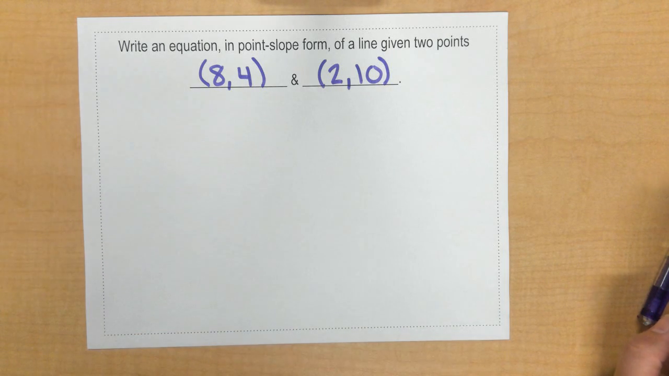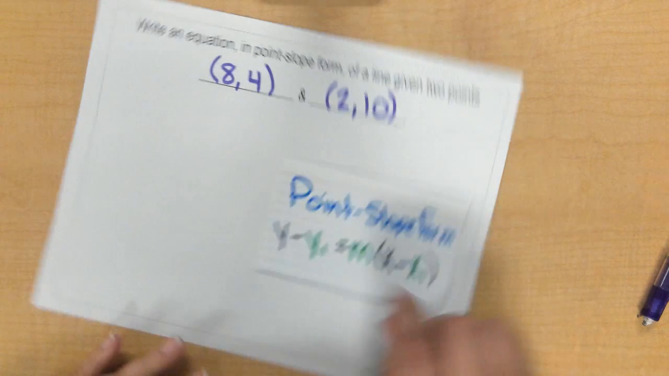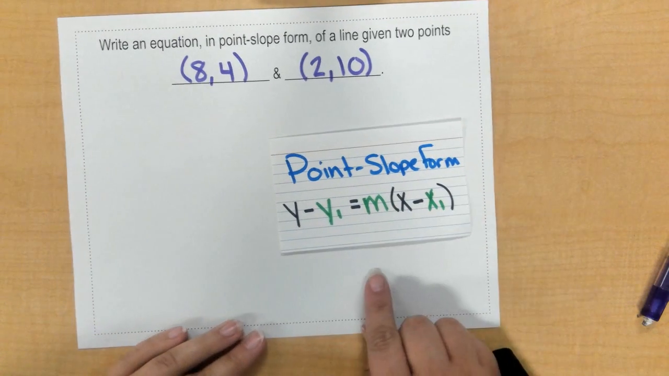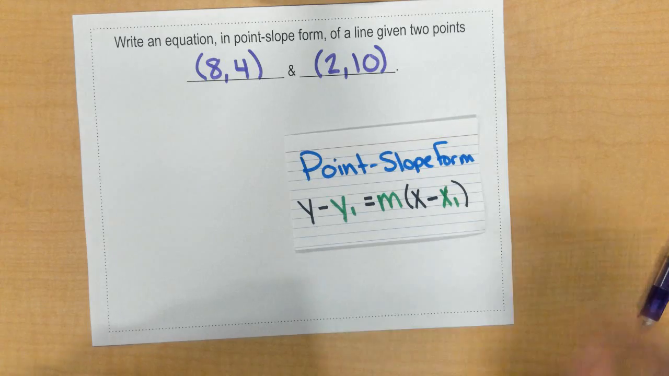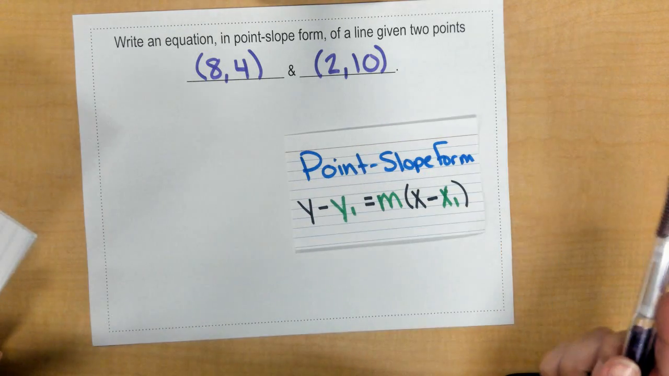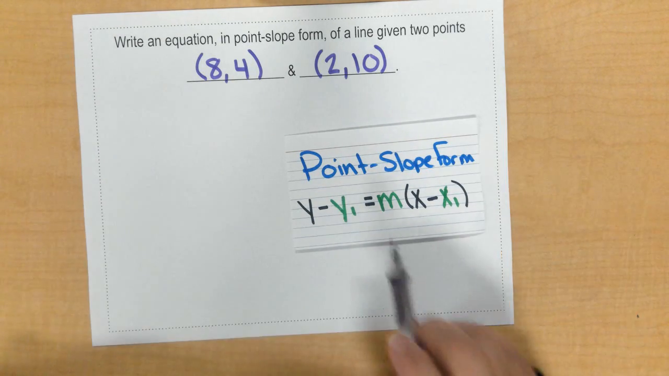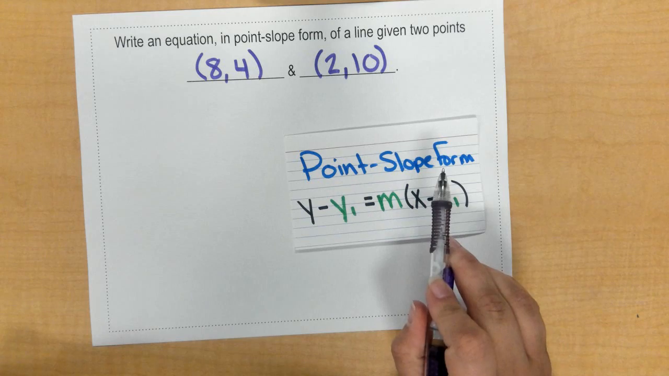Write an equation in point-slope form of a line given 2 points. These 2 points are (8, 4) and (2, 10). So first, let's look at this equation. This is our equation for point-slope form. And if we notice, we're only given 2 points. So the question we need to ask ourselves is, what else do we need if we're dealing with point-slope form?